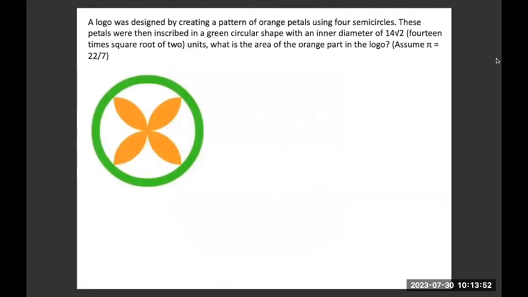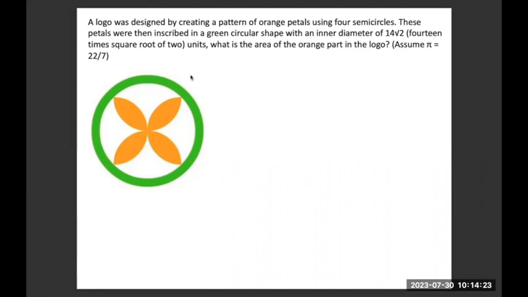This is a question in some kind of calculation. The calculation is very simple. Let me tell you that. A logo is given, which is this. The petals were inscribed in a green circular shape with an inner diameter of 14√2. You're given the diameter of the green circular shape, which is 14√2. What is the area of the orange part in the logo?